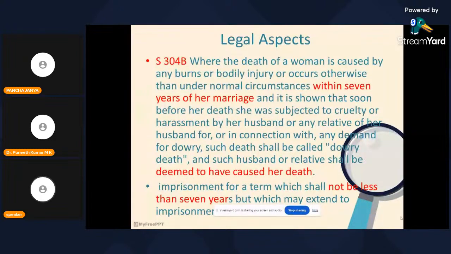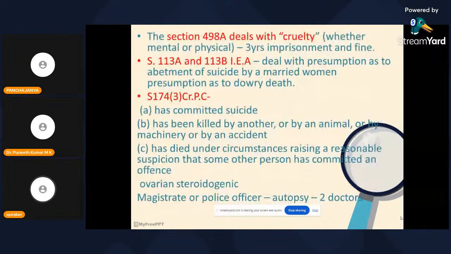If any injury or burn other than under normal circumstances has been inflicted, or death has occurred, and based on other evidence it has been shown that harassment was done, then it is considered a dowry death, and both husband and family will be held responsible for the death. Imprisonment will be not less than 7 years along with a fine. Then Section 498A deals with cruelty, mental or physical, with 3 years imprisonment and a fine.